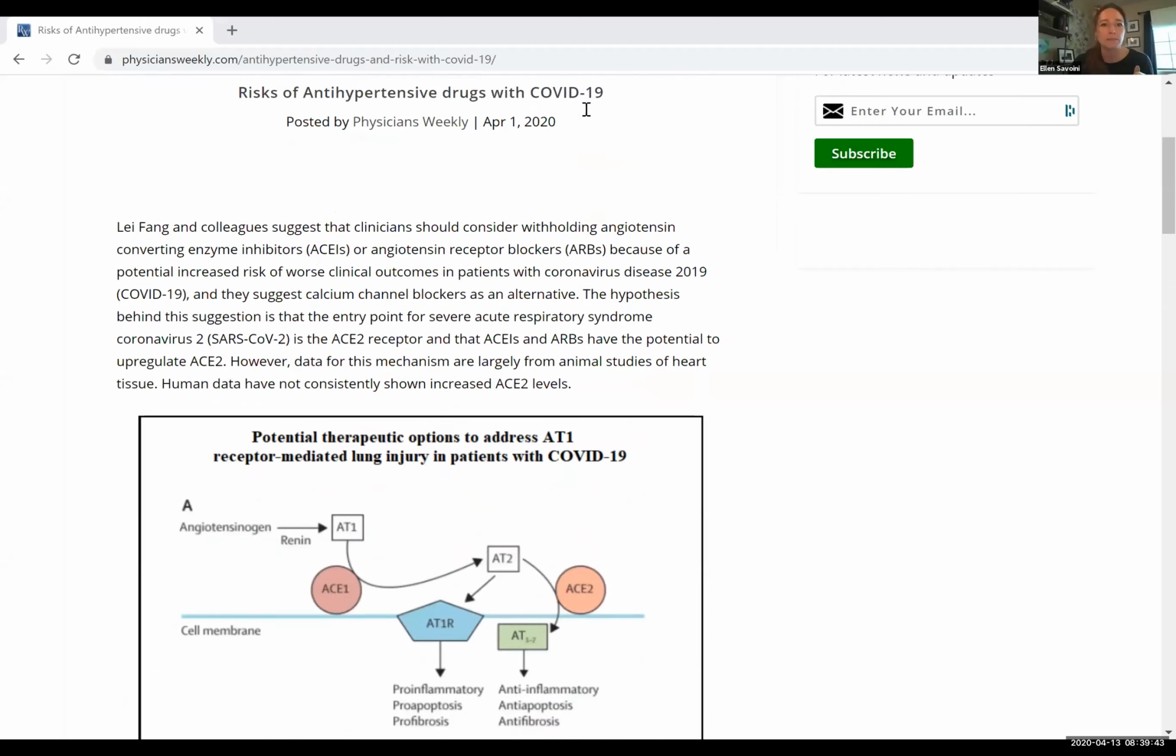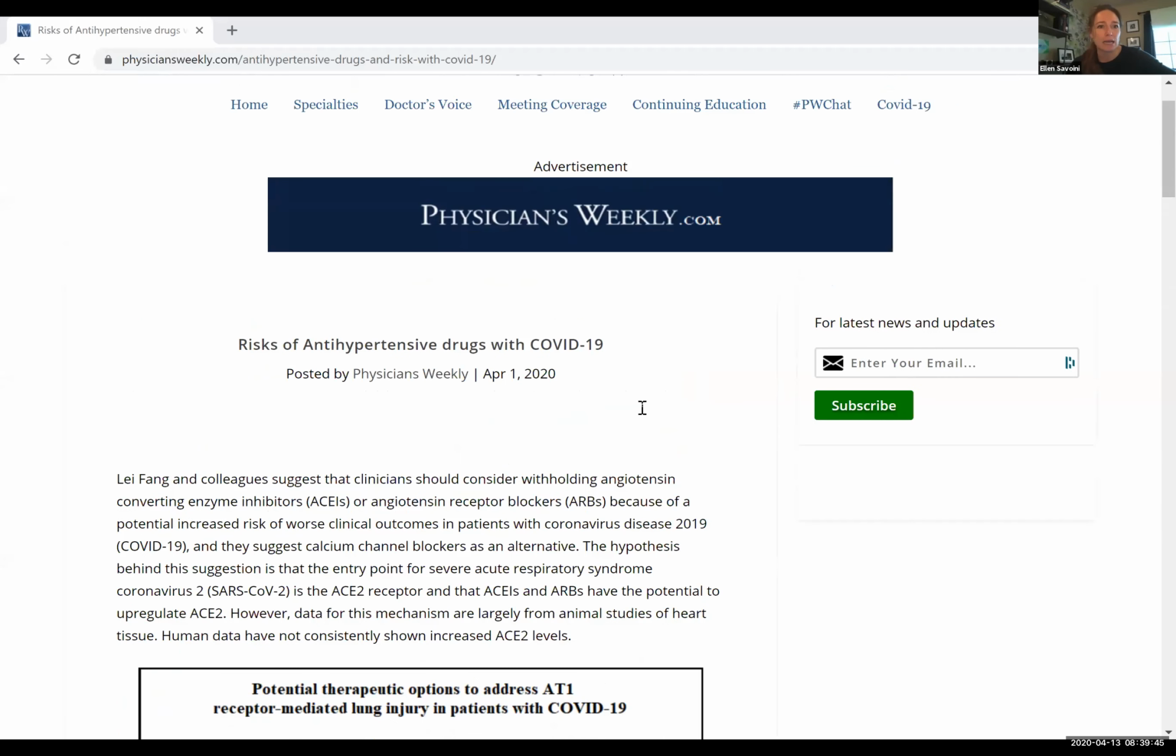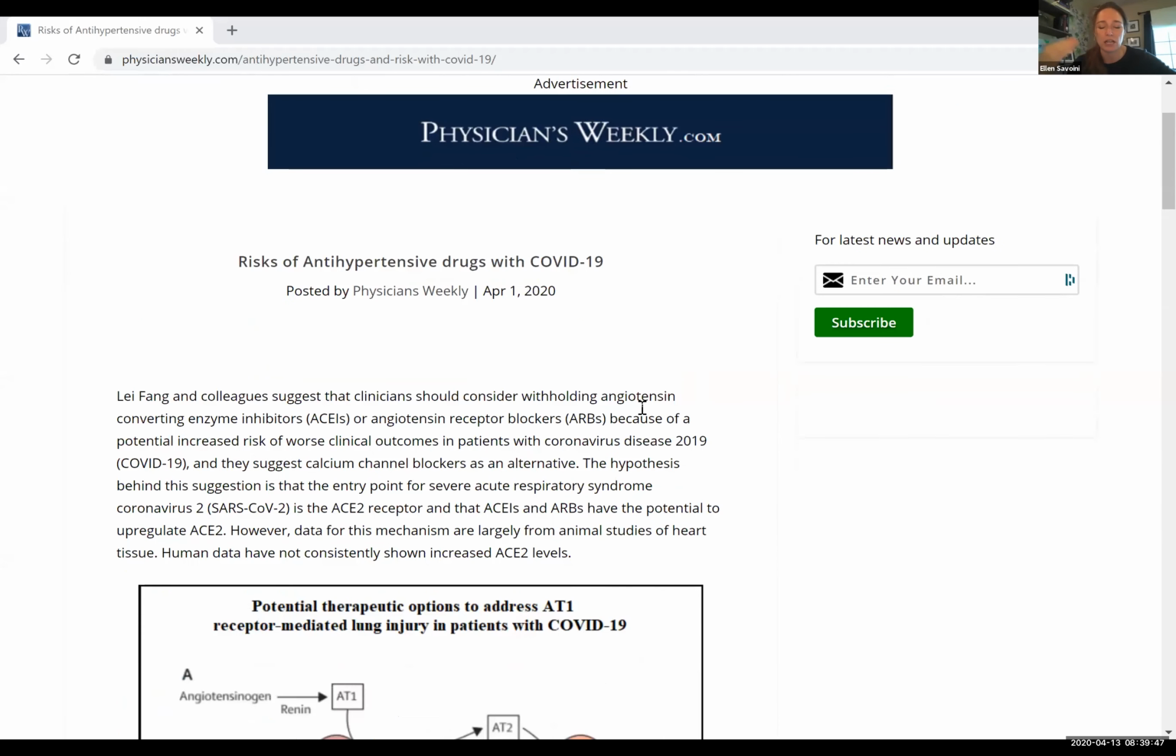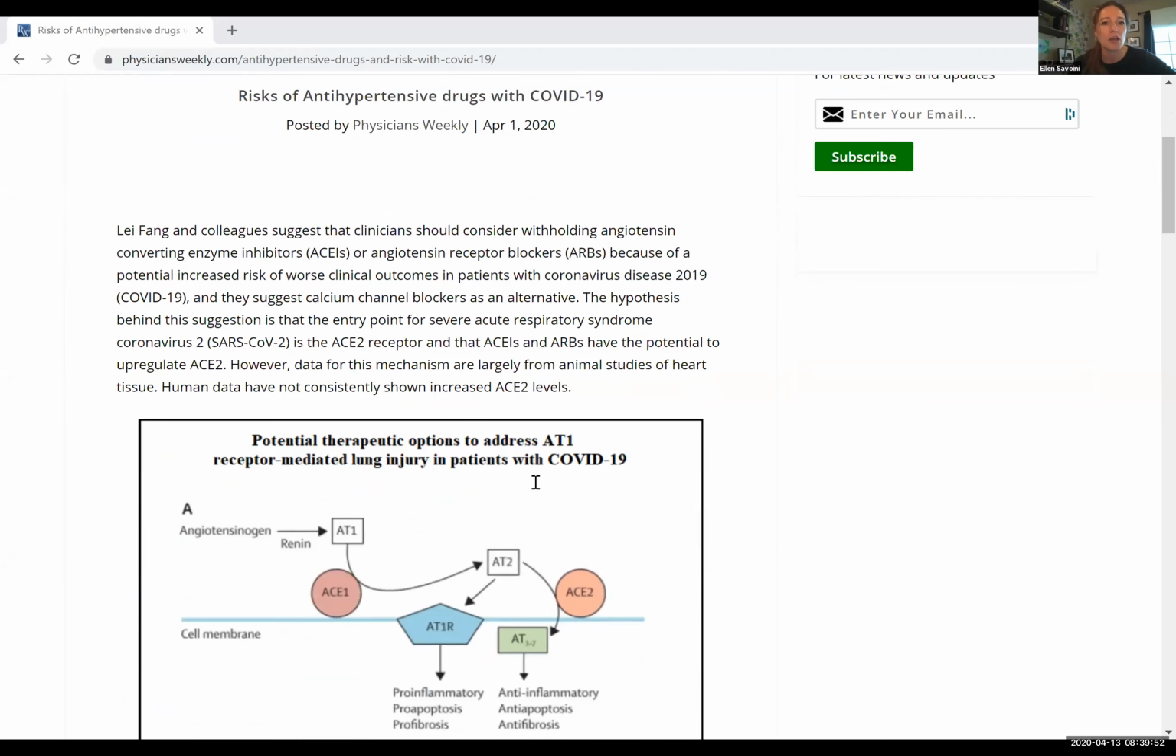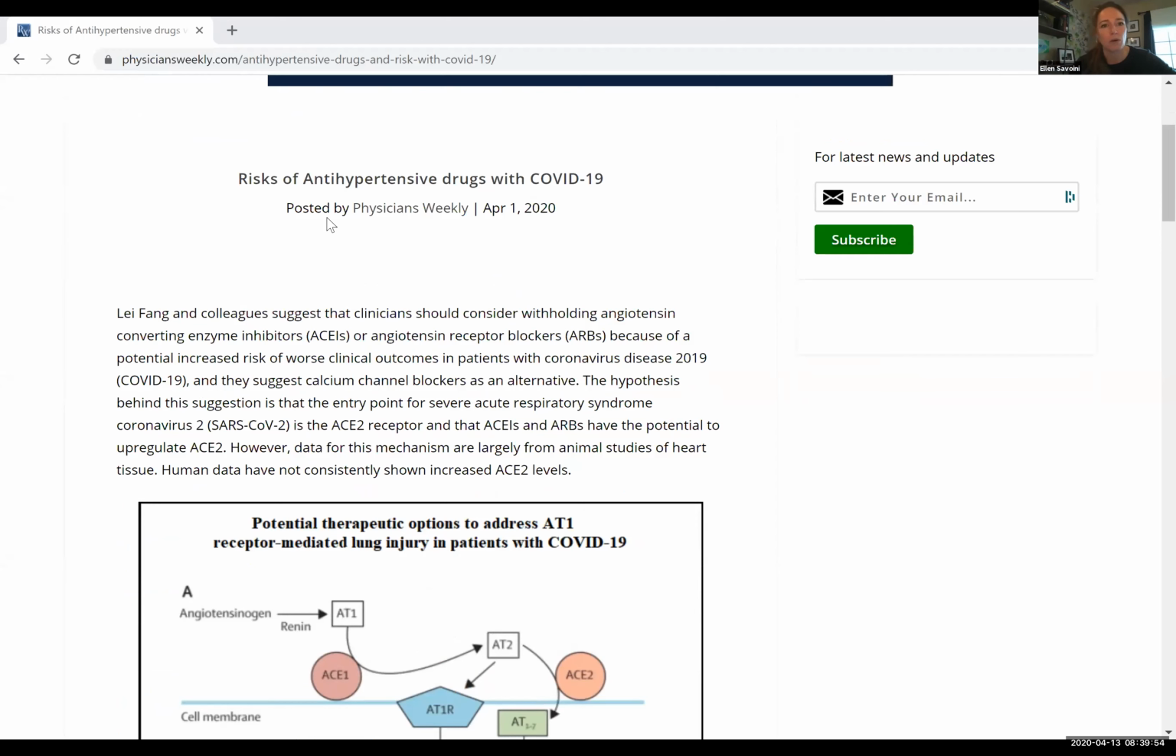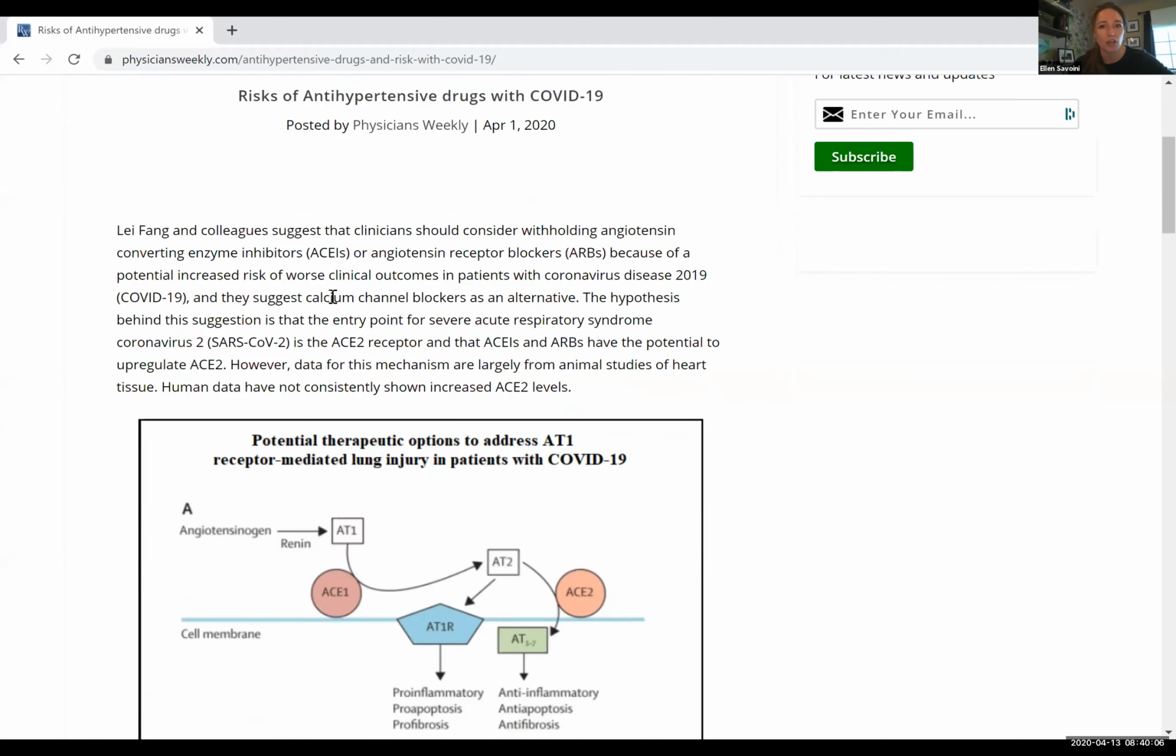I'm going to do a screen share on a quick little paper that I just looked up for you this morning. I'm not as familiar with it. It is from the journal Physicians Weekly. There's actually a bigger published paper, but this is just a little summary, warning people of the risk of certain antihypertensive drugs. Normal people on blood pressure medications need to watch out, because COVID-19 functions through this mechanism.